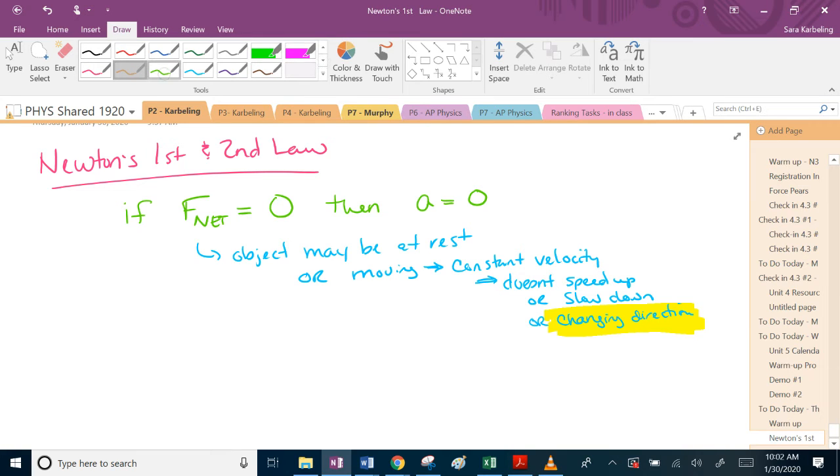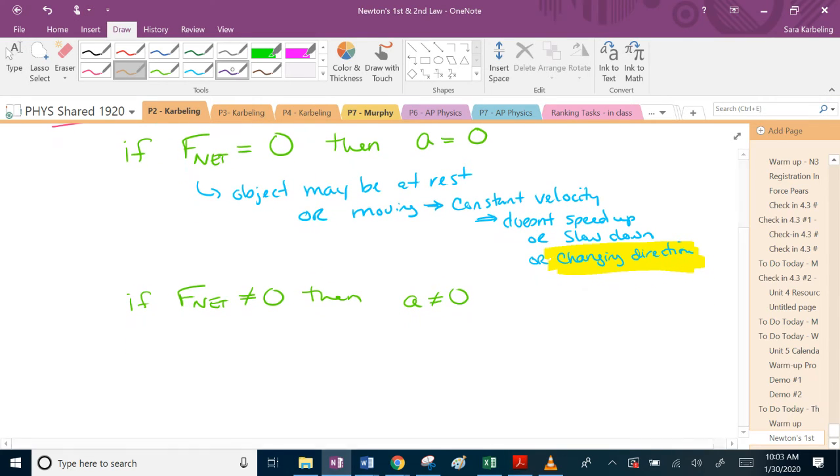There's another half of it though. It's the other part. If F net doesn't equal 0, then what do we know? It's accelerating. Yeah, it is. Acceleration also doesn't equal 0.